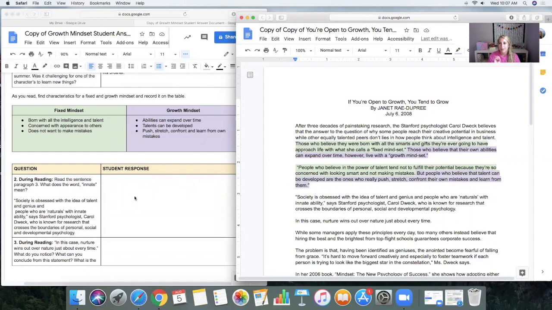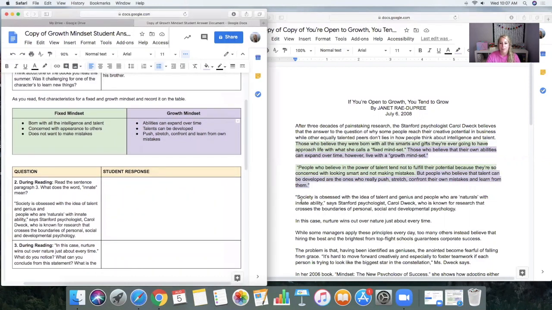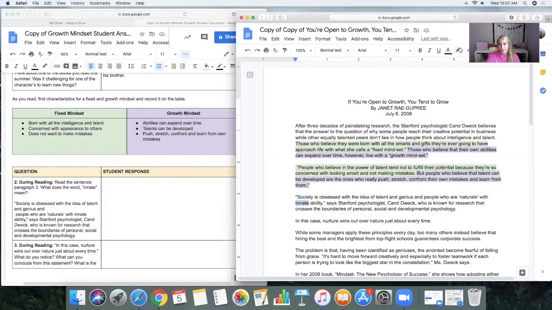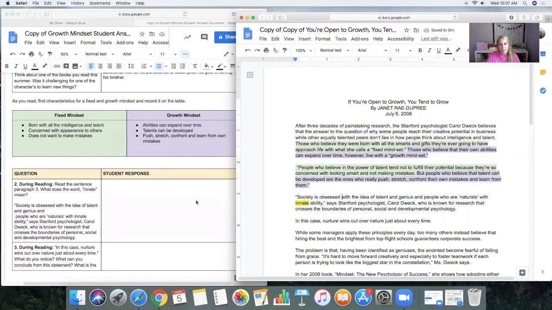So I picked out this question and I want you to highlight the word innate. Take a second and pause the video, and I want you to answer, what do you think the word innate means from these three lines?